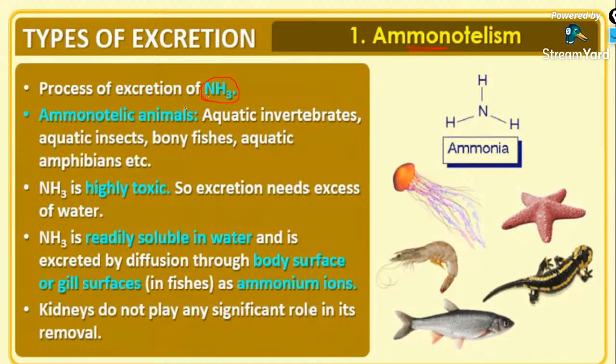So ammonotelism is the process of excretion of nitrogenous waste in the form of ammonia. So what are some examples of ammonotelic organisms? This is a previous year MCQ.